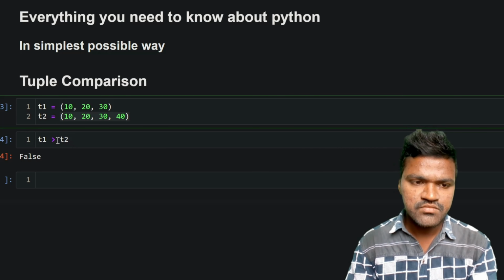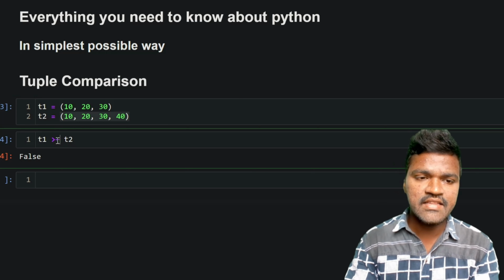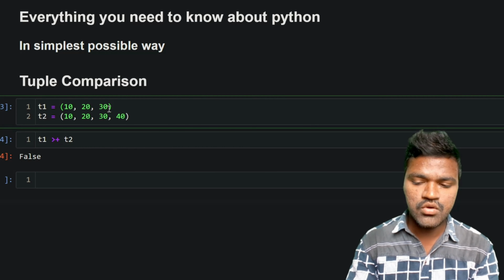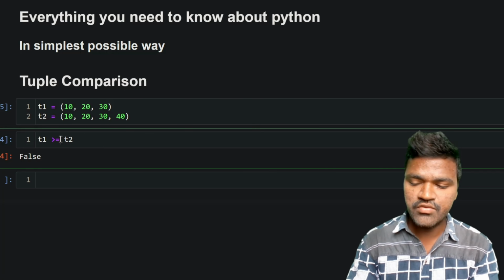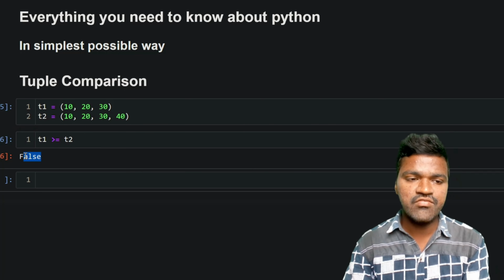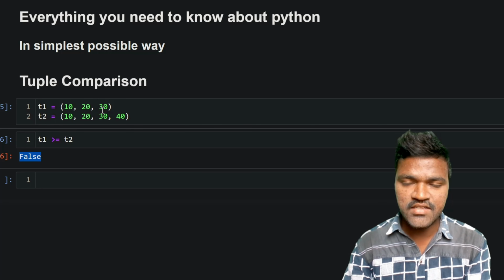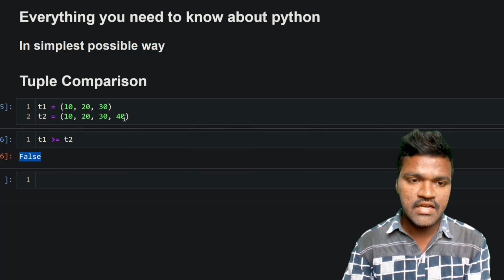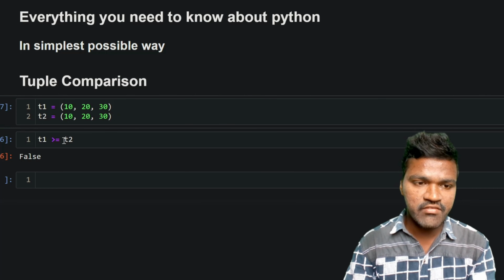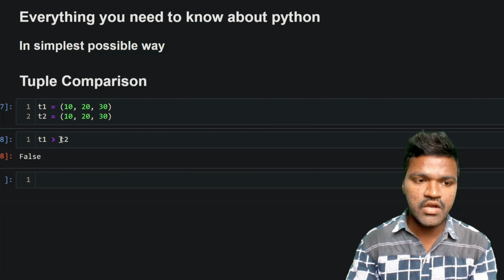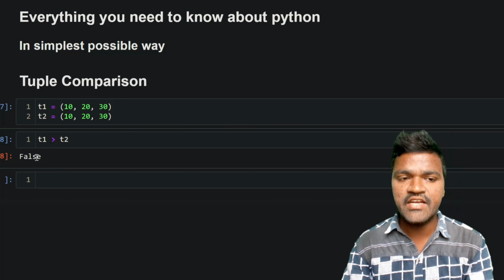So let's say if I take greater than or equal to and execute this, we are still getting false, because this is not greater than, and this is not equal to. Let's say I remove this and execute, and I will remove this equal to. For now I am executing this, but still we are getting false.